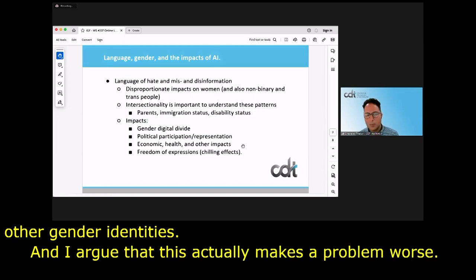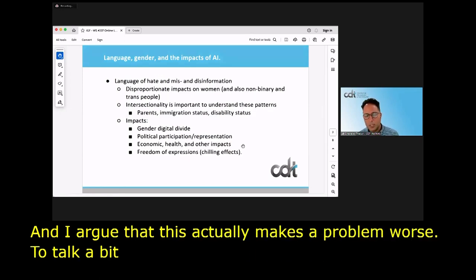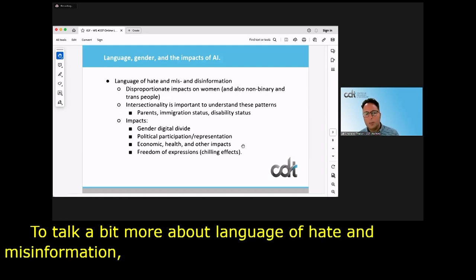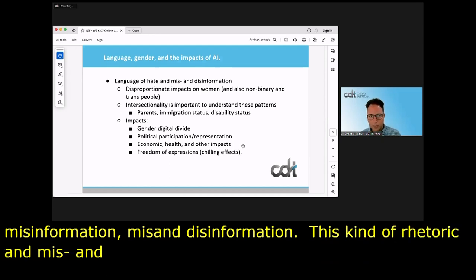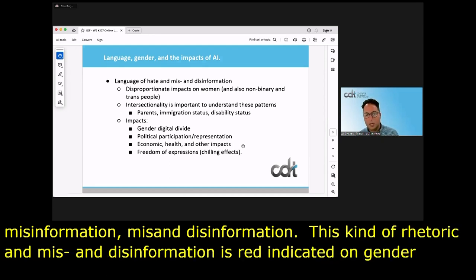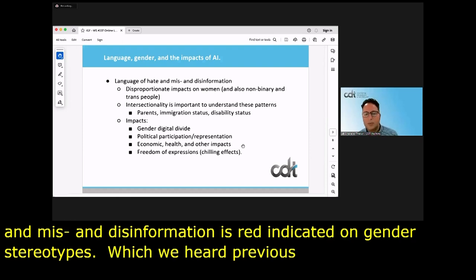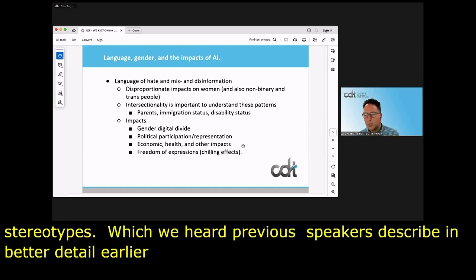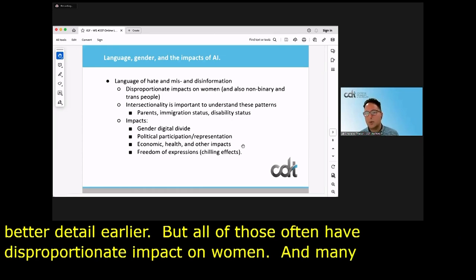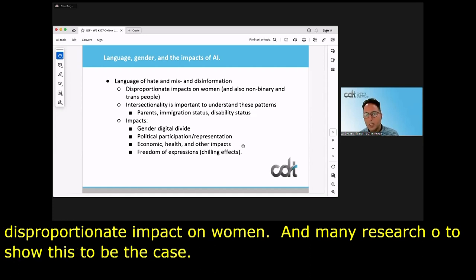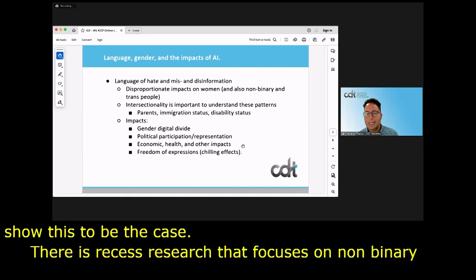So to talk a bit more about the language of hate and mis- and disinformation, this kind of violent rhetoric, violent language, as well as mis- and disinformation, as I mentioned, is predicated on gender stereotypes, which we heard previous speakers describe in better detail earlier. But all of those often have disproportionate impacts on women. There is research around the world in many different countries to show this to be the case. There is less research that focuses on non-binary and trans people, but the research that does exist actually shows that the problem could be even worse for those groups of people.